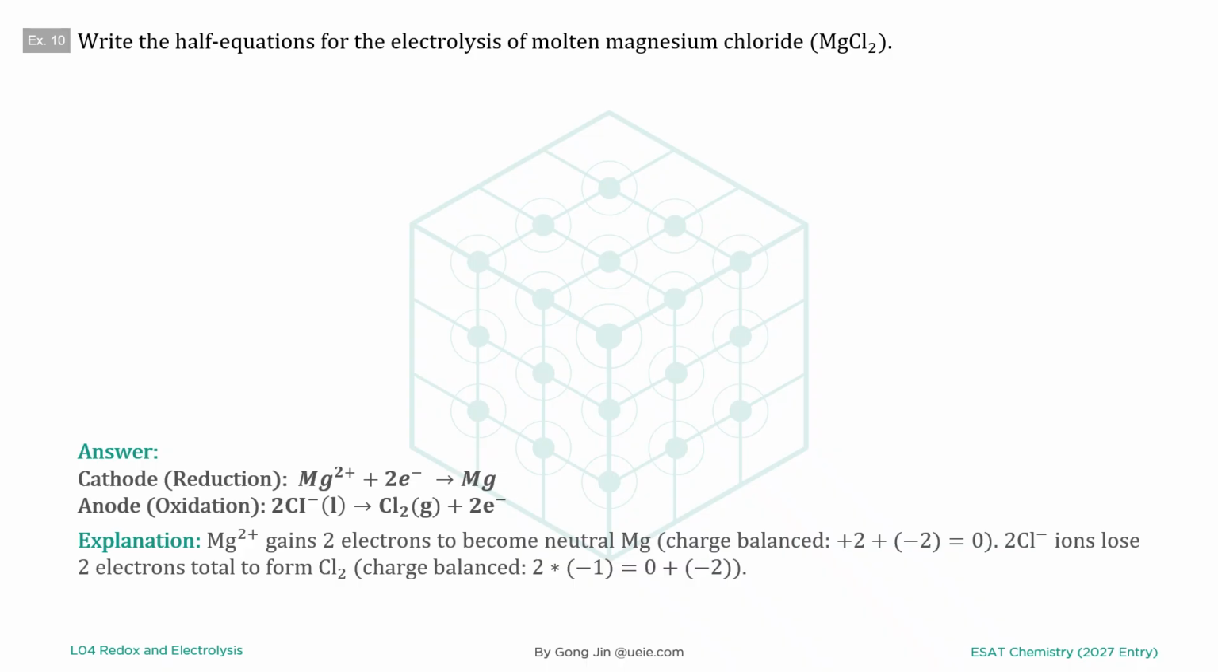At the anode, chloride ions lose electrons to form chlorine gas. We need 2 chloride ions to make 1 chlorine molecule. So the equation is 2 chloride ions, producing 1 chlorine molecule and 2 electrons. That's oxidation. Notice how the electrons lost at the anode equal the electrons gained at the cathode. Charge is conserved.